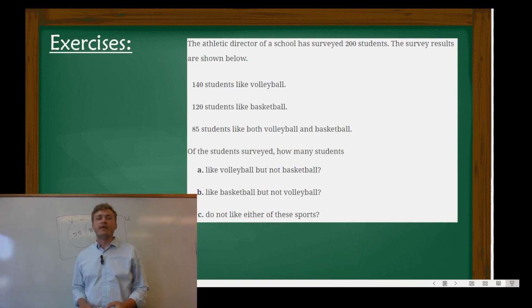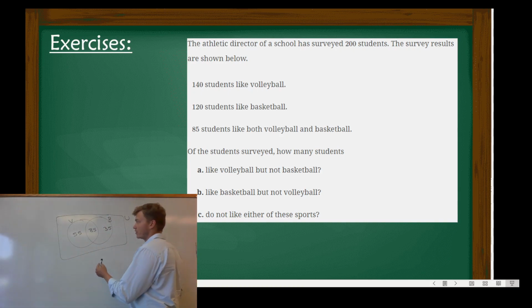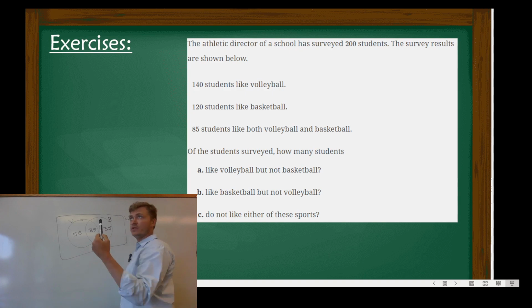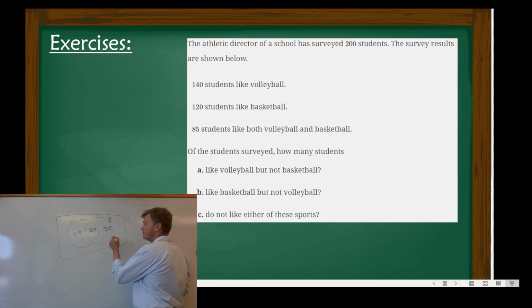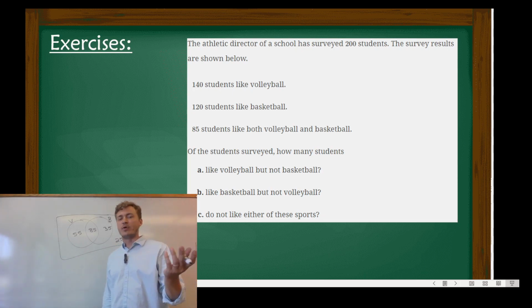Now keep in mind, right, that 200 students were surveyed. And up to this point, how many do we have accounted for? Well, let's cross the board, right? 55 plus 85 is 140. 140 plus 35 is 175. So that means that there are 25 unaccounted for. In other words, 25 do not like volleyball or basketball. So we want that for part C.